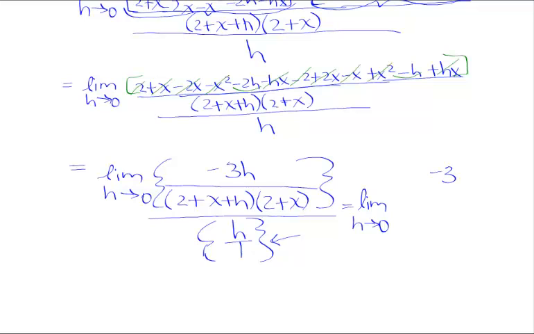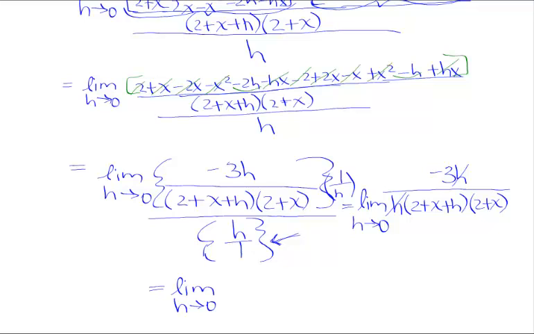So I'm going to have negative 3h. When I multiply this by 1 over h, which is what will happen when I flip that, I'm going to wind up with h times 2 plus x plus h times 2 plus x. And in that form, I think it's much easier for you to see that I do have an h in the numerator that will cancel with the h in the denominator. So the next step, the limit as h approaches 0 of negative 3, that's all that's in my numerator, and in my denominator is 2 plus x plus h times 2 plus x.